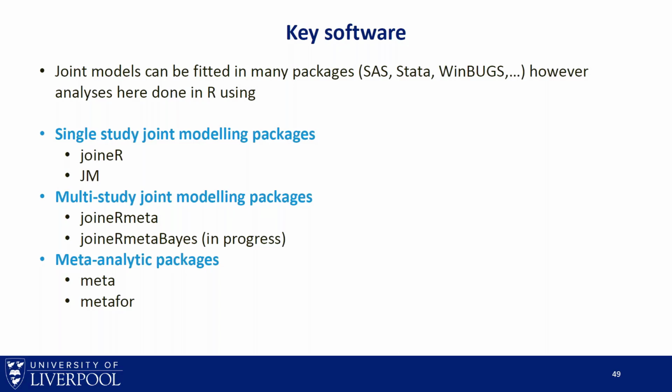A quick note about software. Joint models nowadays can be fitted in many different packages, including SAS, Stata, WinBUGS, and many more. However, all the analyses presented in this webinar have been done using R. Key packages to be aware of are single study joint modeling packages that could be used in two-stage meta-analyses, which are joineR and JM. Multi-study joint modeling packages, which are joineRmeta and joineRmetaBayes, which is still in progress. And then meta-analytic packages to be used in the second stage of two-stage meta-analyses, meta and metafor.